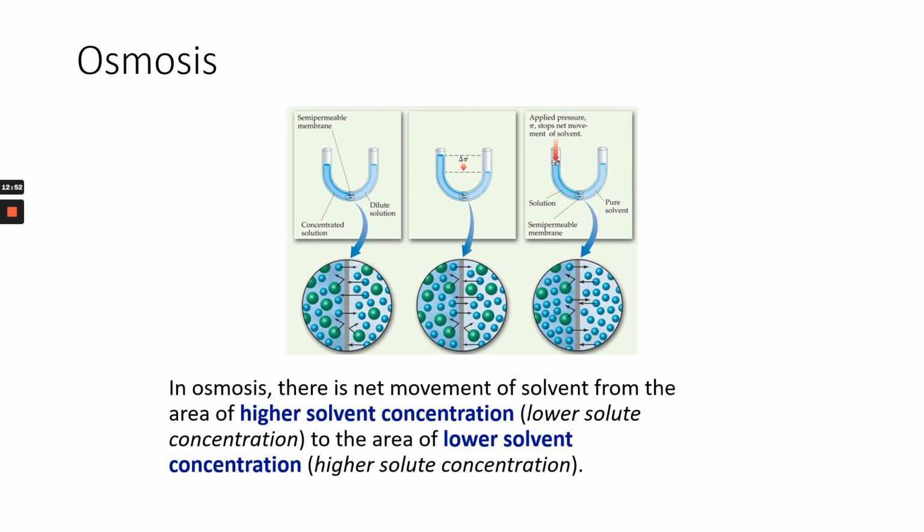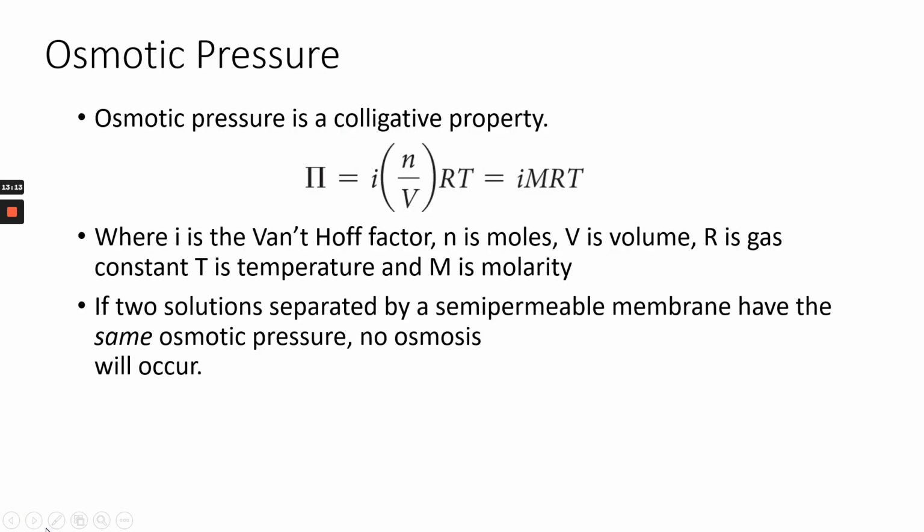So in osmosis, there is a net movement of solvent from the higher solvent concentration, or if you want to think of it as solute, the low solute concentration, to the area of low solvent concentration or high solute concentration. And here's the equation for osmotic pressure, where this is osmotic pressure, and then you have the van 't Hoff factor. n is moles, V is volume, R is the gas constant, T is temperature. So n over V is just molarity, so you have i times the molarity times RT.